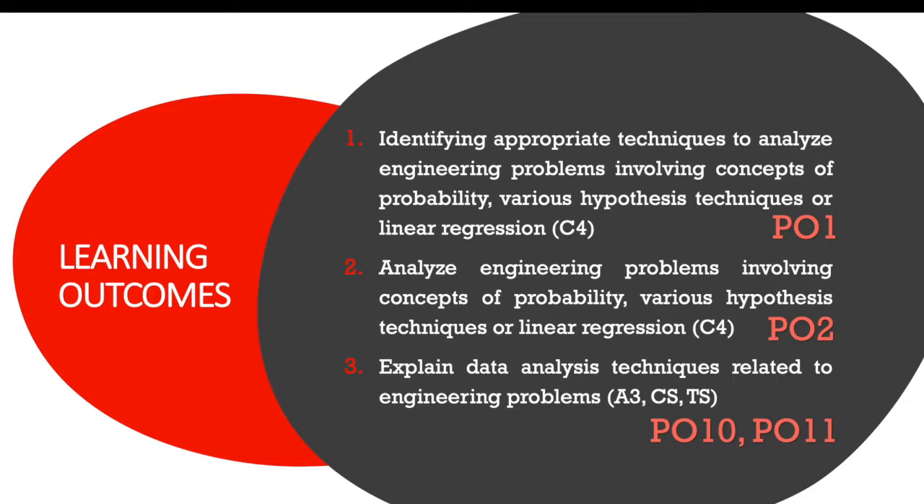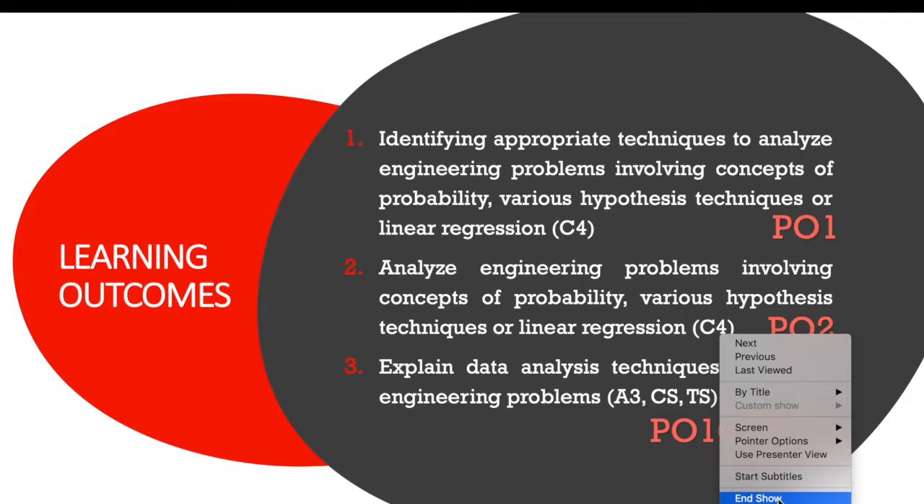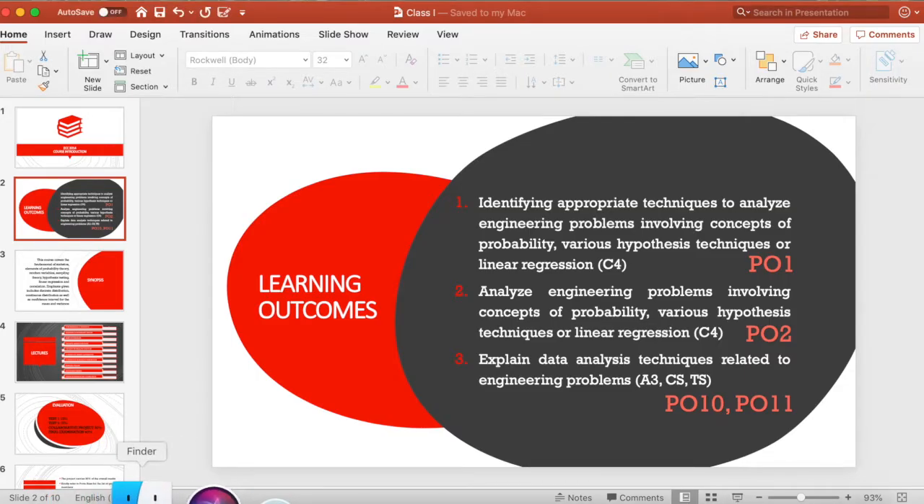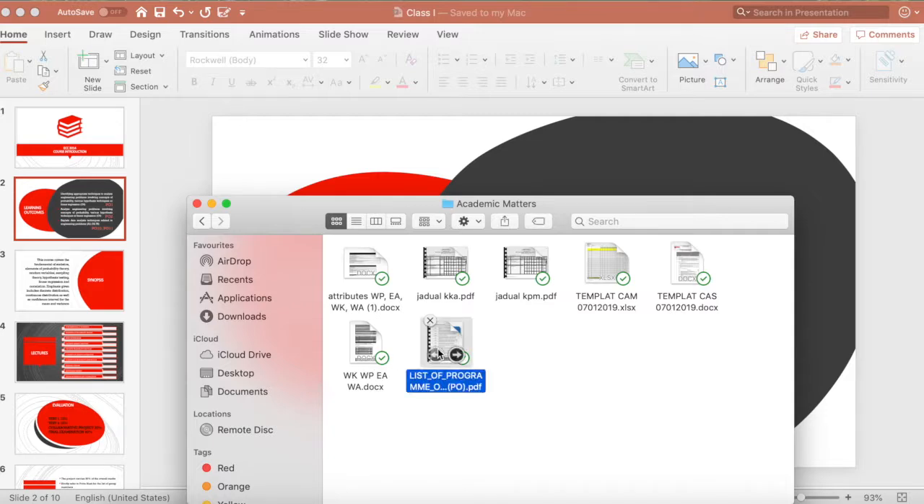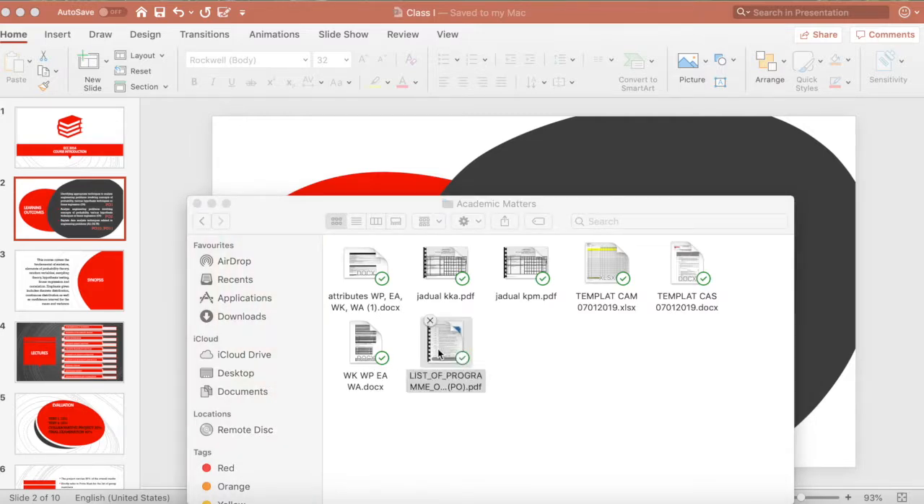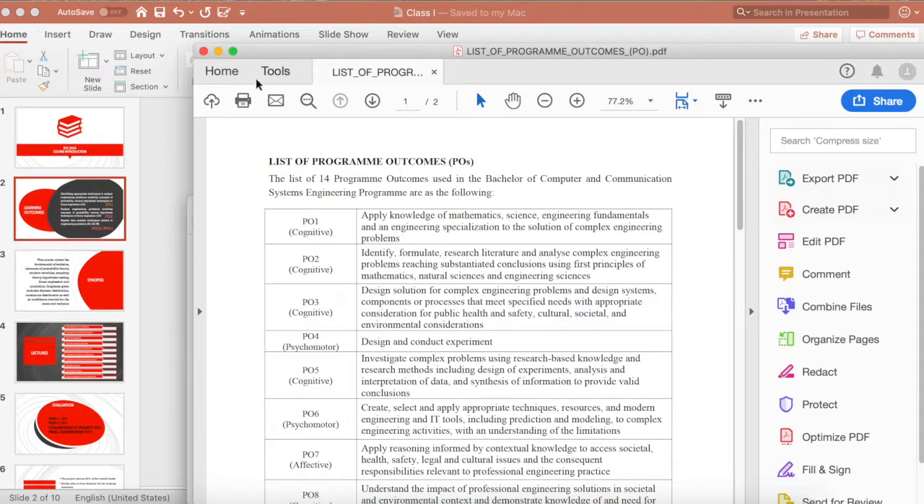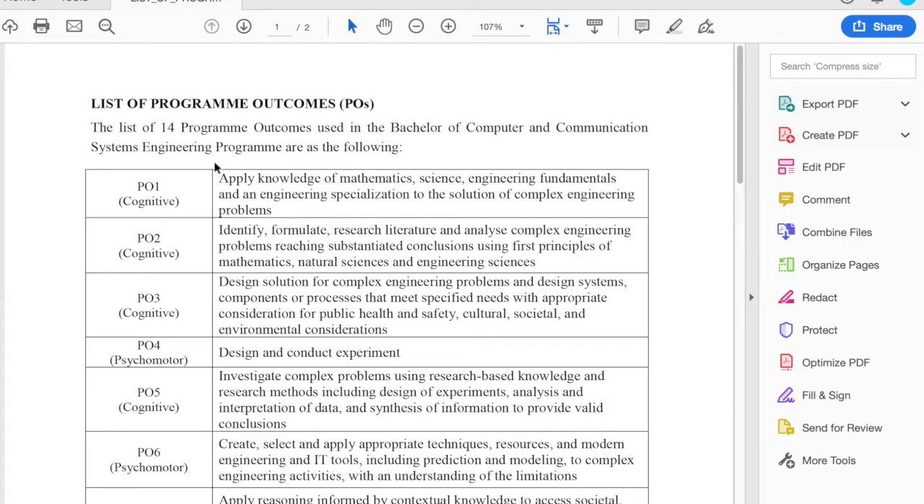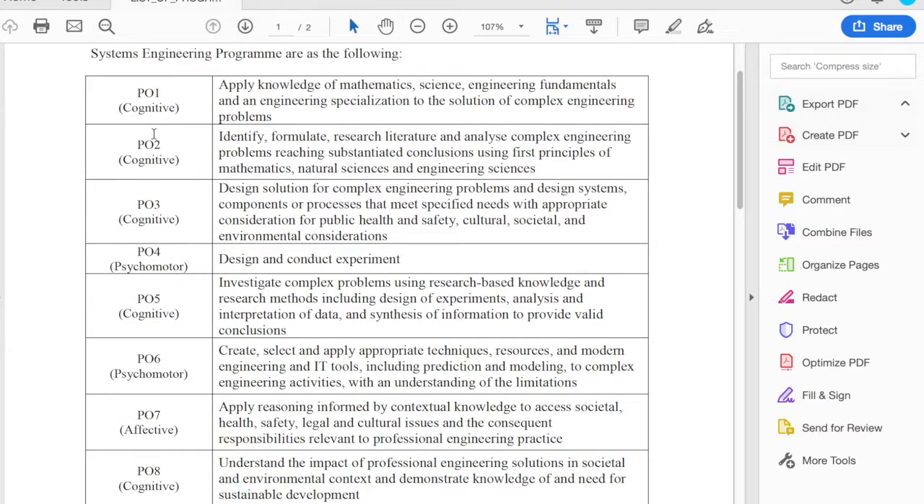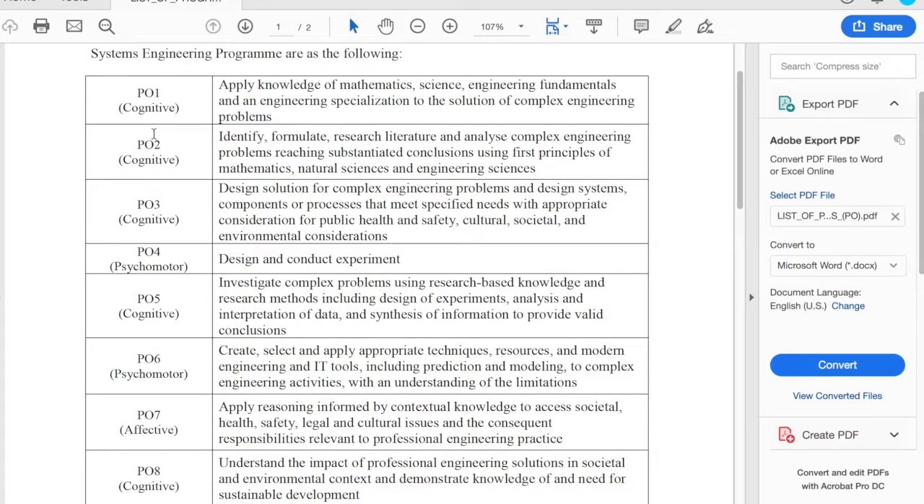Okay, let's take a look at what PO1 is. Just in case you have forgotten what PO1, PO2, and PO11 are. So this PO1 is cognitive. It means you have to do something, you have to apply the knowledge of mathematics, science, engineering fundamentals, and engineering specializations to the solution of complex engineering problems.